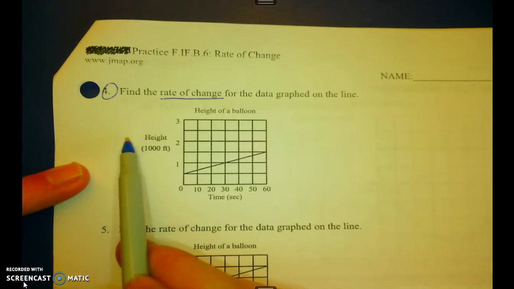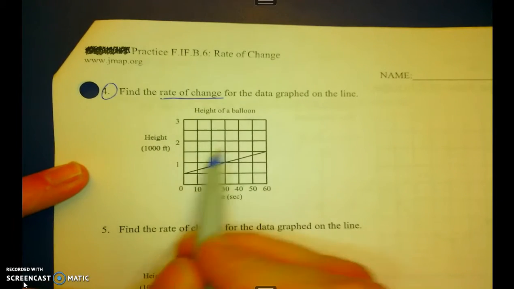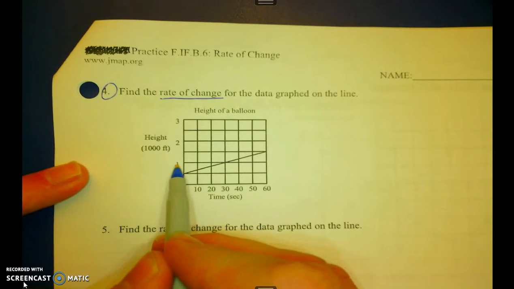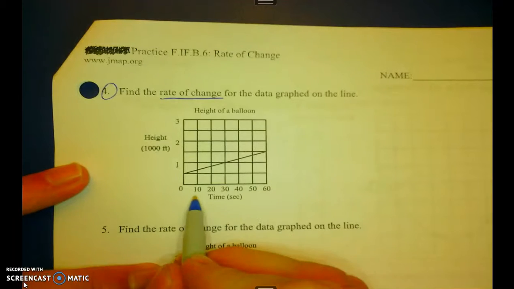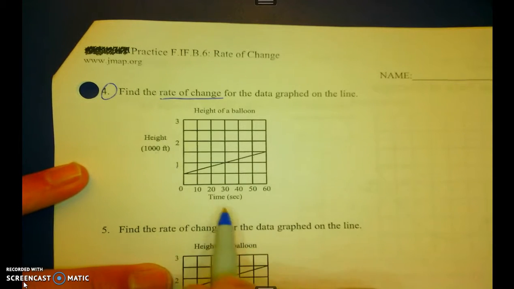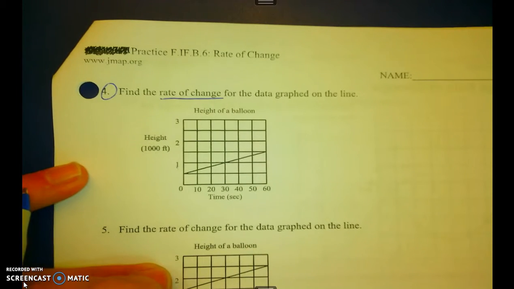And it's important to note that the height is in 1,000 feet. So when this one says 1, that means 1,000 feet. This 2 means 2,000 feet, right? And the x-axis, that should be self-explanatory. It just goes by seconds.